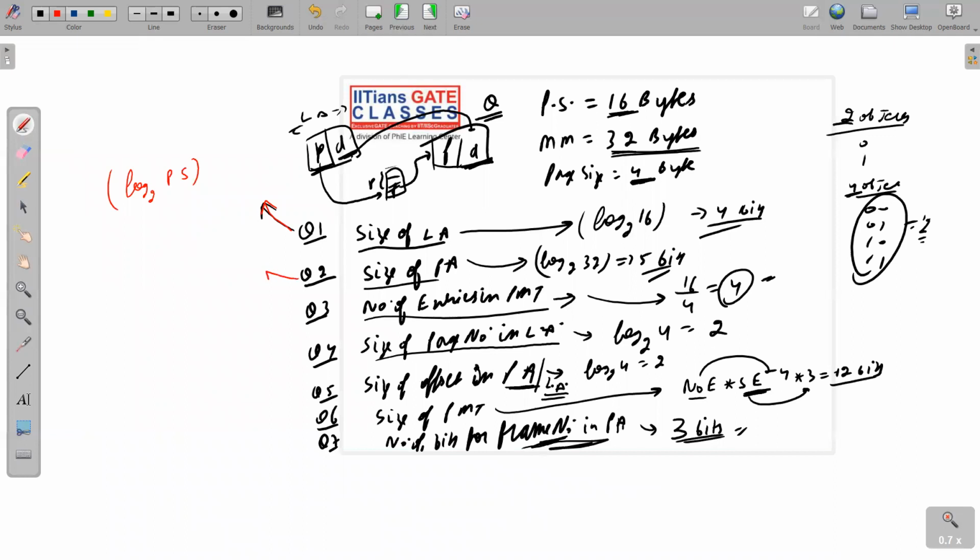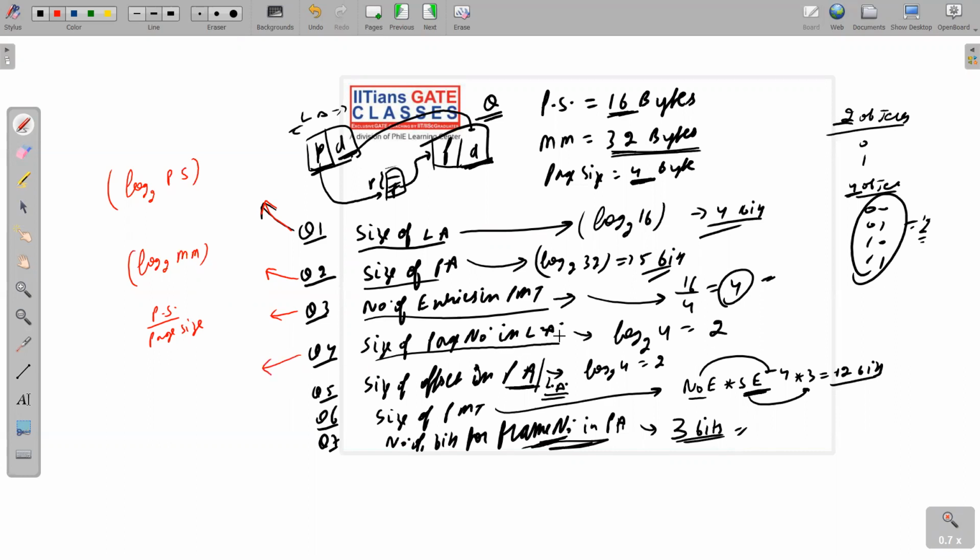Okay. Next, size of physical address: log base 2 main memory size. Next, number of entries in PMT: process size divided by page size. Because it will give us the number of pages. Process size divided by page size is the number of pages, and for each page we have one entry in the page map table. So process size upon page size.